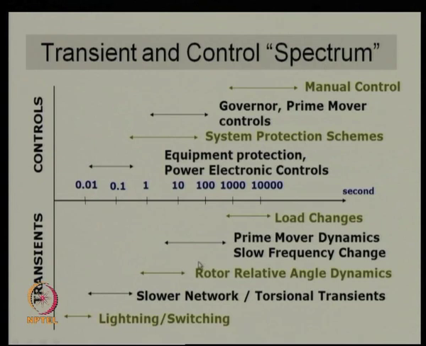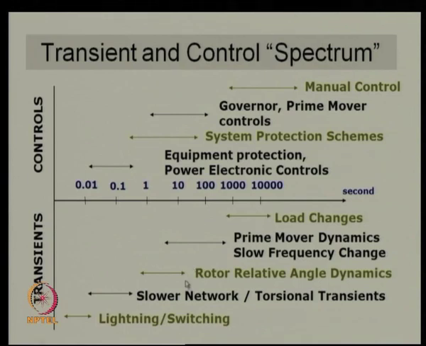So, if you just look at the kind of transients you are likely to study, in fact, you will be studying some of these transients in this particular course. The fastest transients in a power system are those associated with traveling wave phenomena on the transmission lines. In such a case, you will have to model transmission lines in a great amount of detail. You may have to model them as PDEs, partial differential equations.